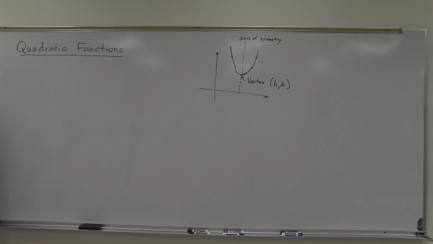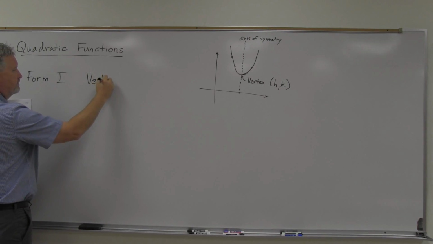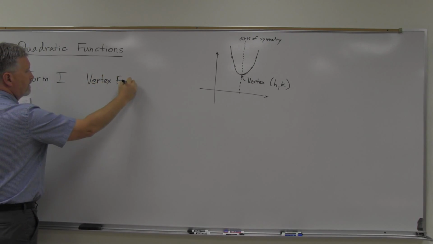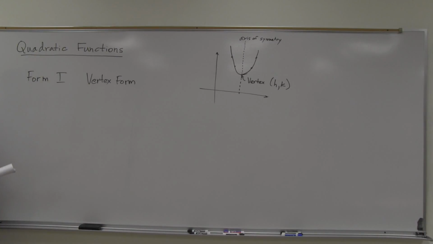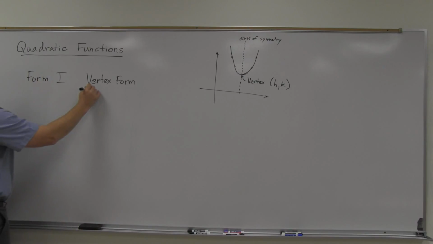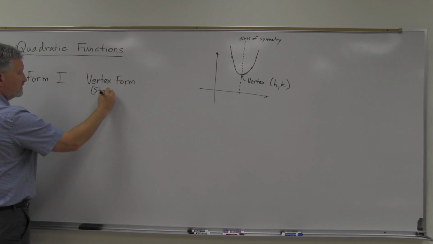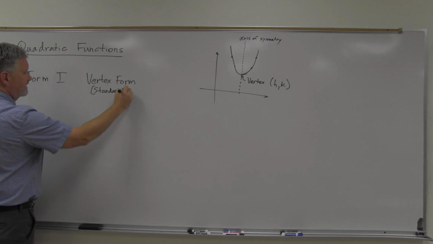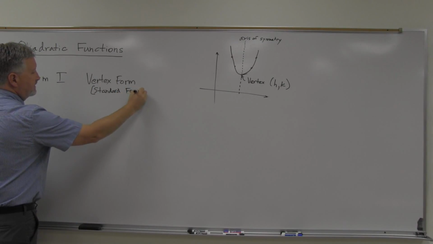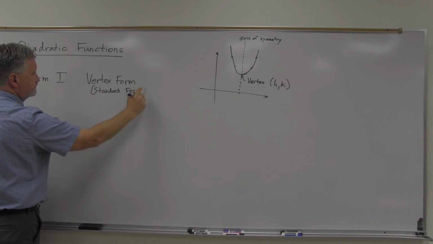I like to think of these in two forms. There are two forms that we're going to talk about for quadratic functions, and this is form one. I call it vertex form. The book may call it standard form. Other places call it standard form. But I like the terminology vertex form, and you'll see why in just a second.